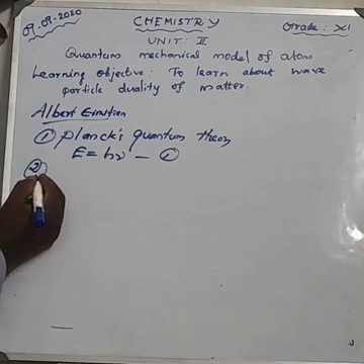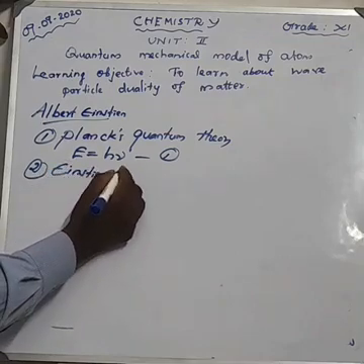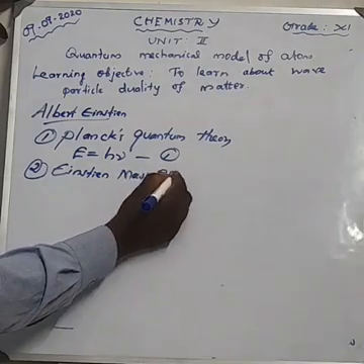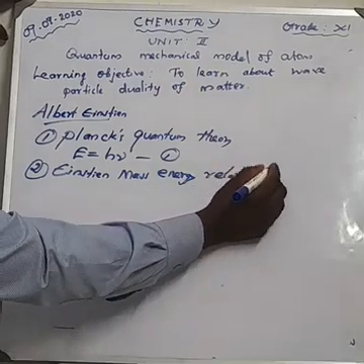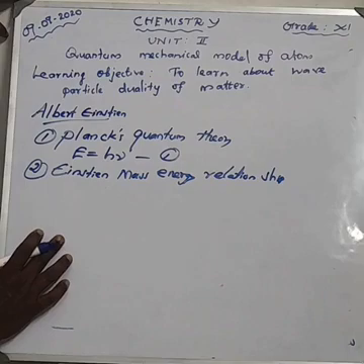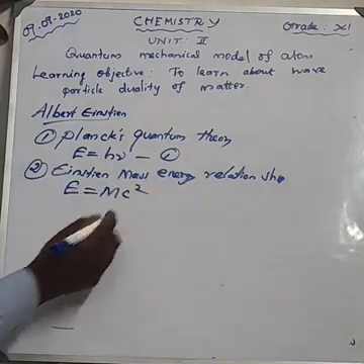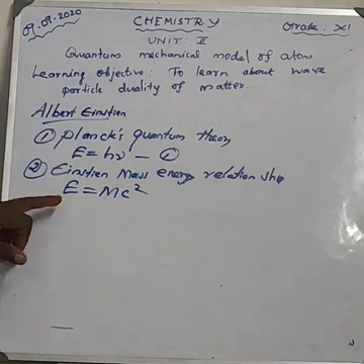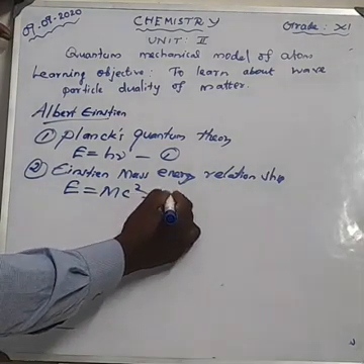Einstein mass energy relationship. That is Einstein equation. According to Einstein equation, E is equal to mc square. Okay, E is equal to what? mc square. M means mass, C means velocity of the light. All of you know that one. M means what? Mass.